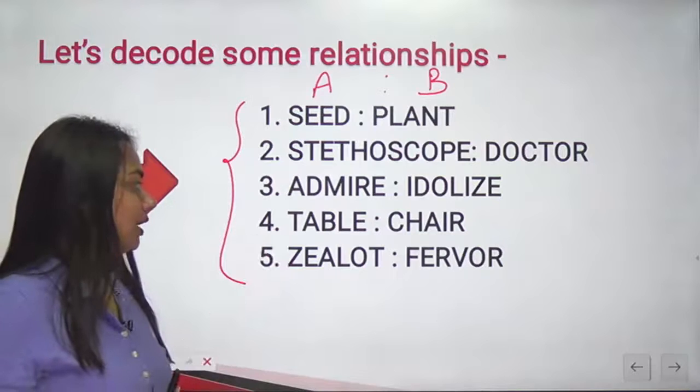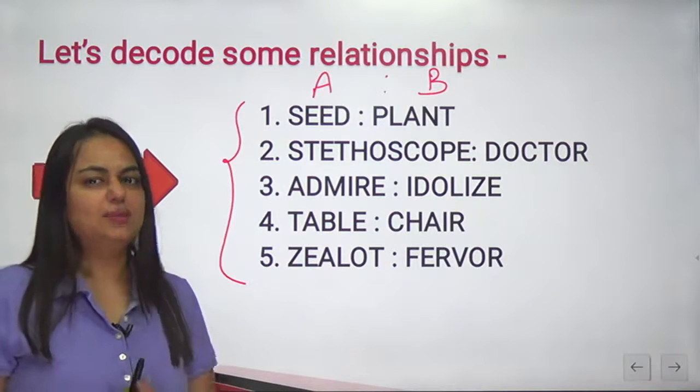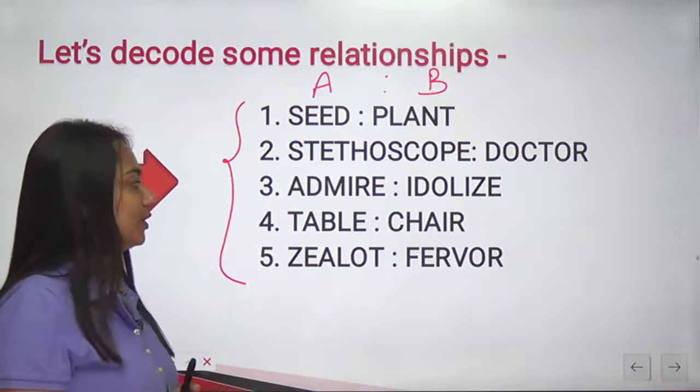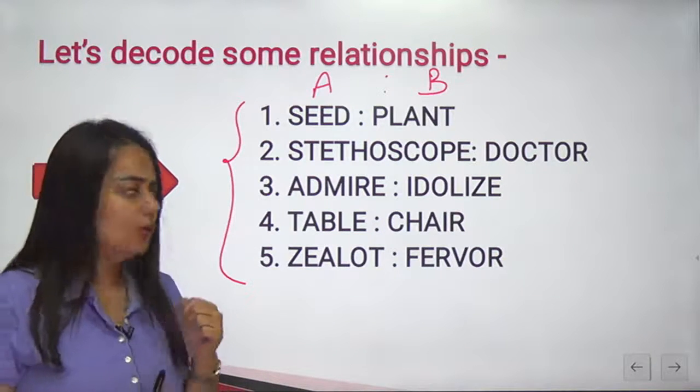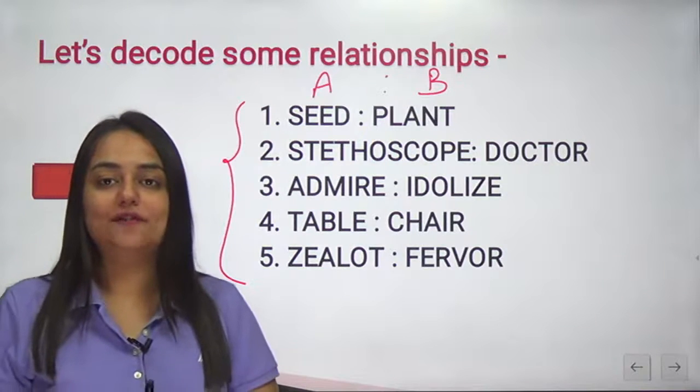Moving on to the next one, table is to chair. Oh, we have already done something similar? Not exactly. So it was furniture is to table. Now what is table is to chair? What kind of a relationship is this? Now this is a very easy one.